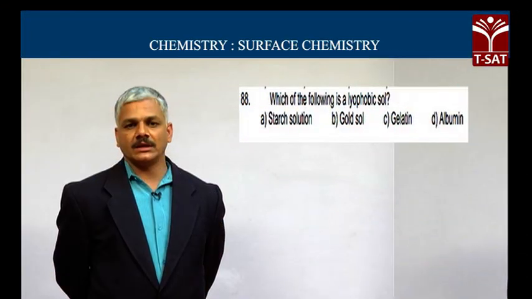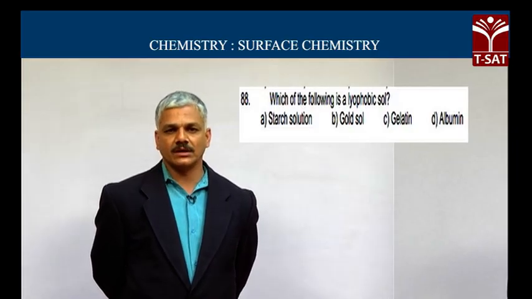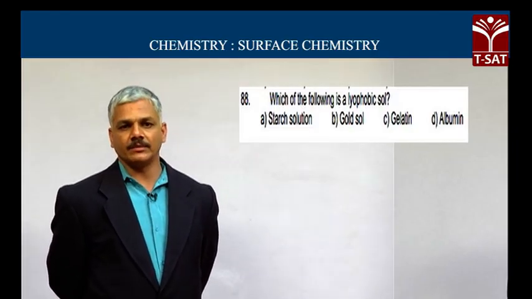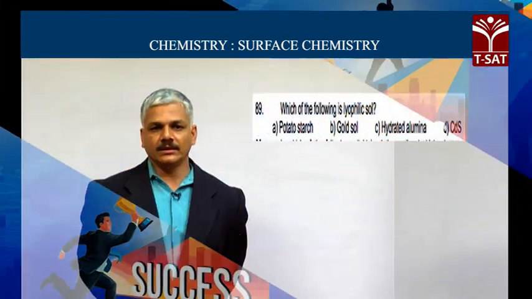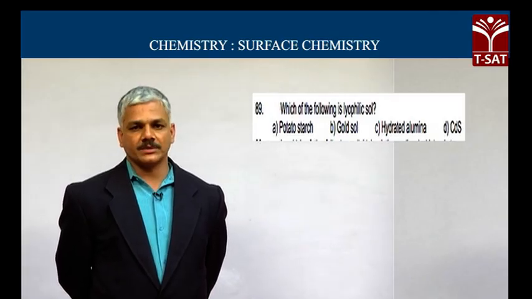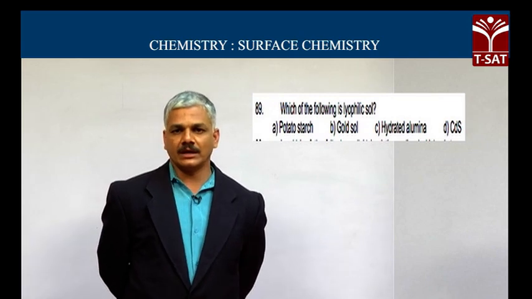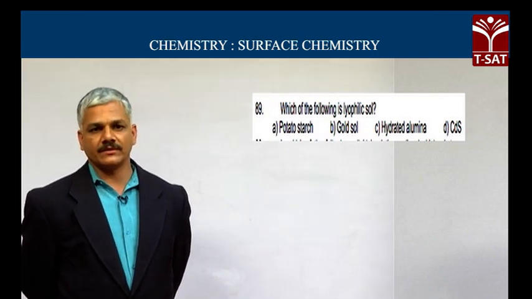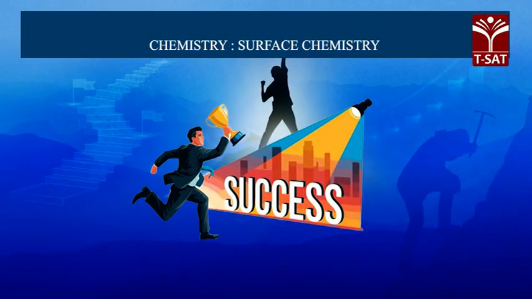88. Which of the following is a lyophobic sol? Given options are starch, gold, gelatin, albumin. Correct option is B. 89. Which of the following is a lyophilic sol? Given options are potato starch, gold sol, hydrated alumina, cadmium sulfide. Correct option is A. Potato starch.